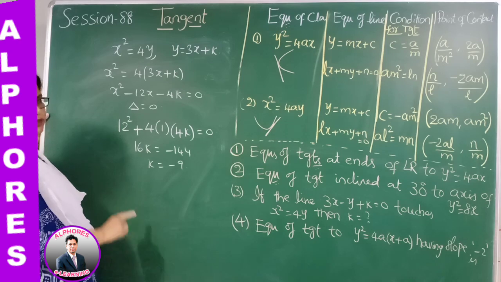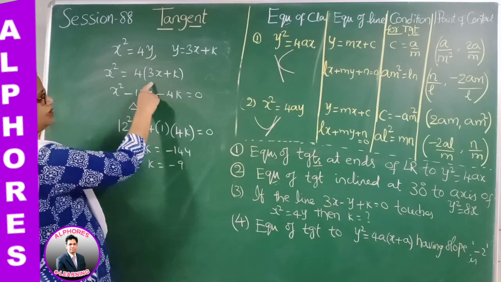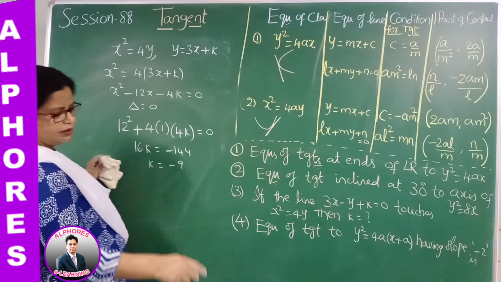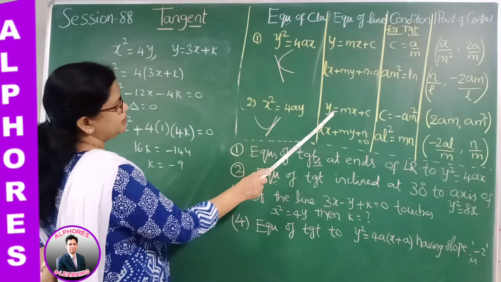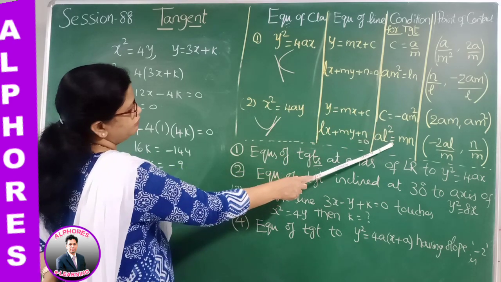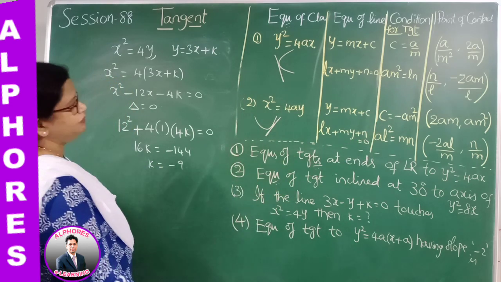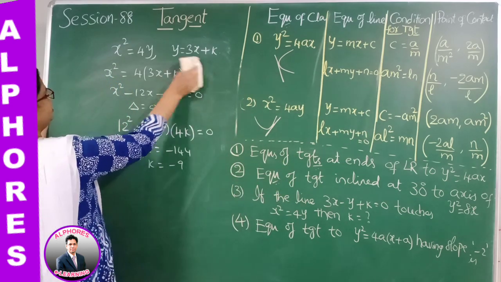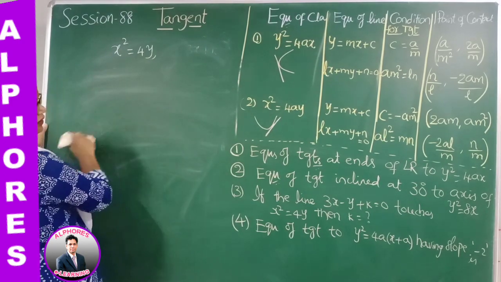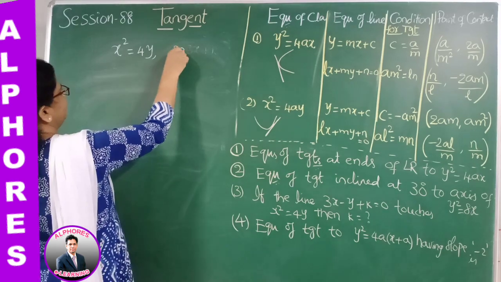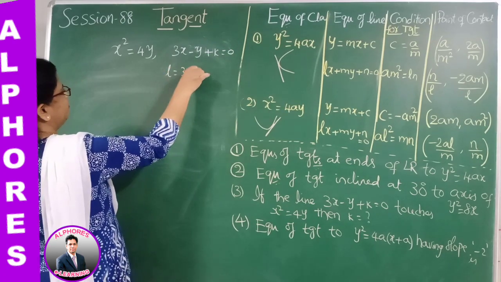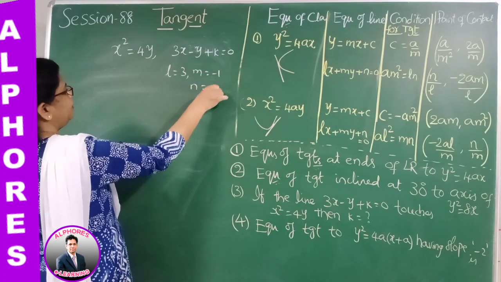In this way you can easily get it directly using the quadratic concept. And what about the formula, if at all you want? If you reduce like this, then use this formula. If I write lx plus my plus n equal to 0 as it is, without writing y equal to, then the line is 3x minus y plus k equal to 0. So here l is 3, m is minus 1, and n equal to k.